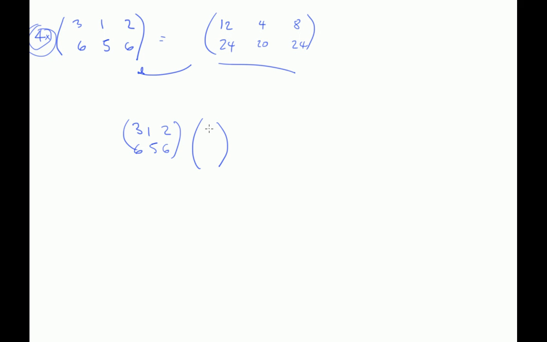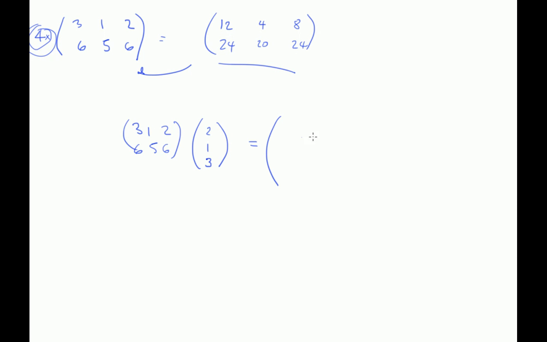We have to multiply it by a matrix that has the same number of columns. So these are 3 columns, so we need 3 rows in this. So that might be 2, 1, 3. Okay, and to multiply that we end up with a matrix which looks something like this.